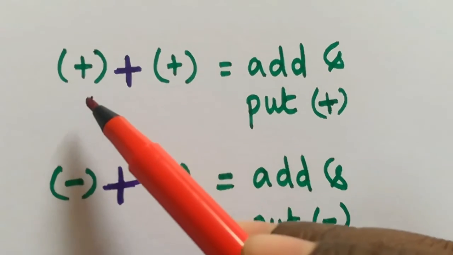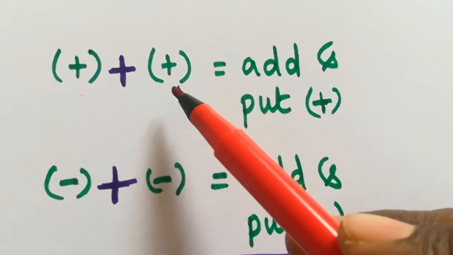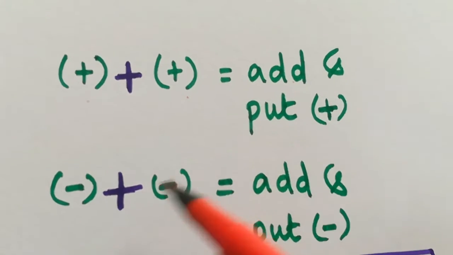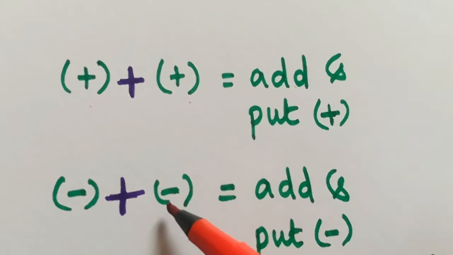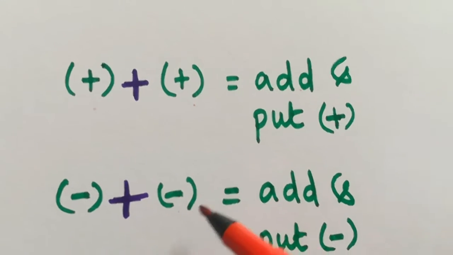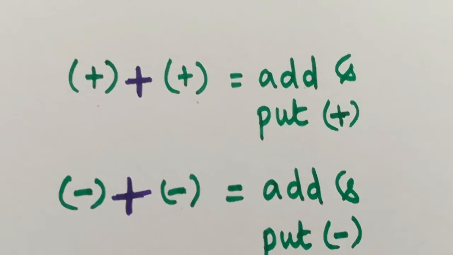When you do addition with a plus and a plus symbol, that is a positive and a positive number, we do addition and put the plus symbol. When you add two negative integers, that is minus and minus signs, there also you have to add, but you have to put the minus sign.